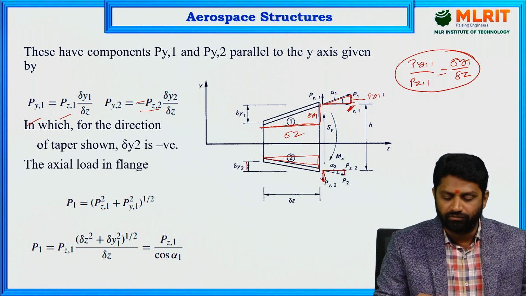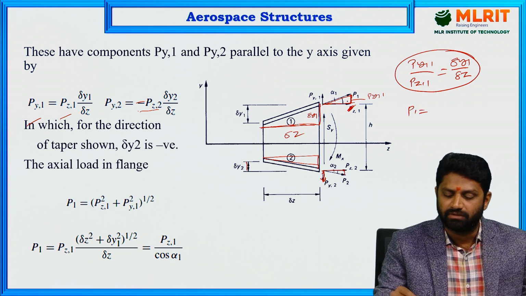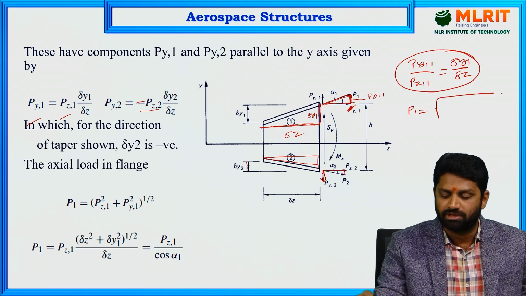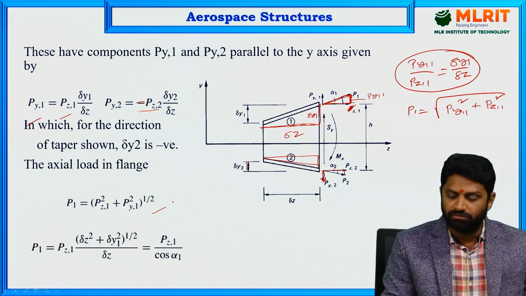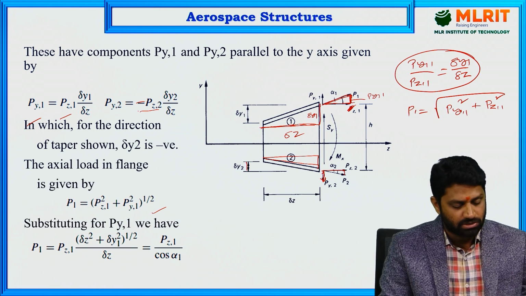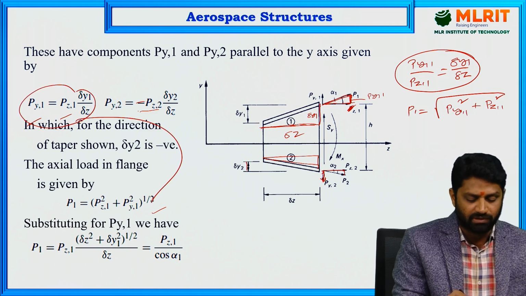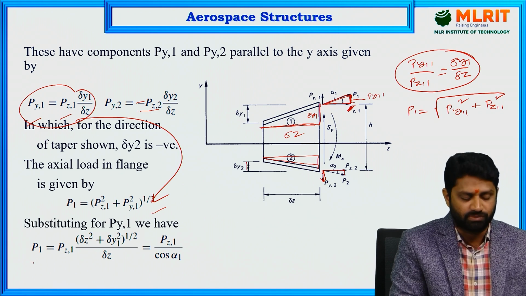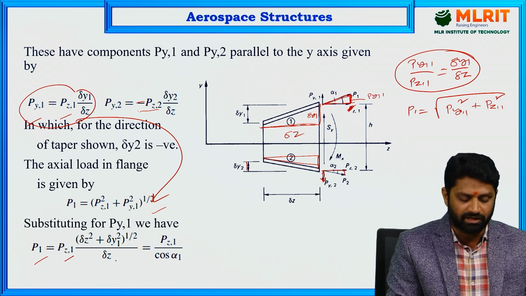Therefore the axial load in the flange, P1, if you consider this right angle triangle and use the Pythagoras theorem, is the square root of Py1 squared plus Pz1 squared. That is the axial load in the flange: P1 equals the square root of Py1 squared plus Pz1 squared. If you substitute for Py1 from here, you can rewrite that equation as P1 equals Pz1 into delta z squared plus delta y1 squared, whole to the power of 1 by 2, divided by delta z.